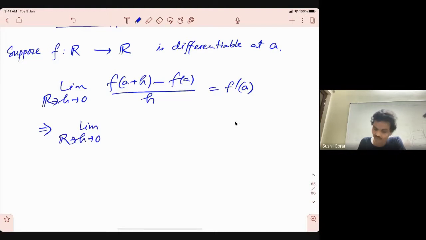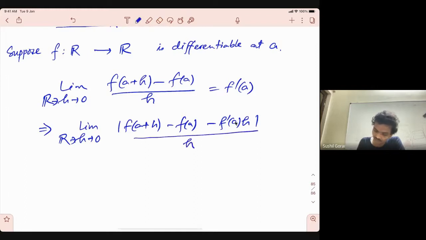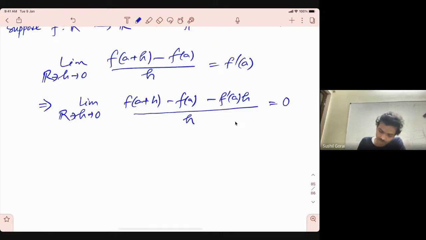This we have seen in analysis 2 class, that this is f of a plus h minus f of a minus f prime a h, by h. Oh well, we don't need mod right here. This is equal to 0.